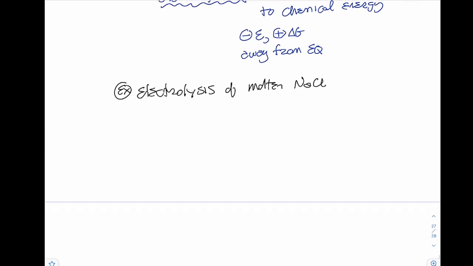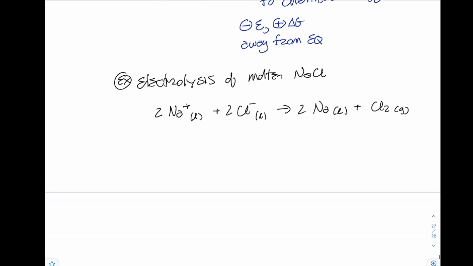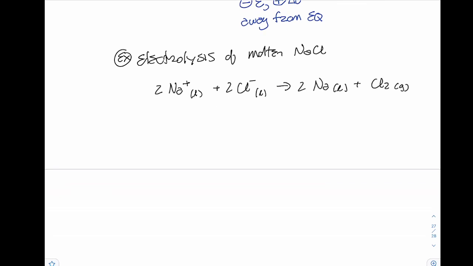So our reaction for this one, I'm going to have 2 sodium ions, and they're going to be liquid, plus 2 chloride, going to 2 sodium, plus chlorine gas. And this is balanced for us already. You could check your number of atoms and your net charge, and it is going to be balanced.